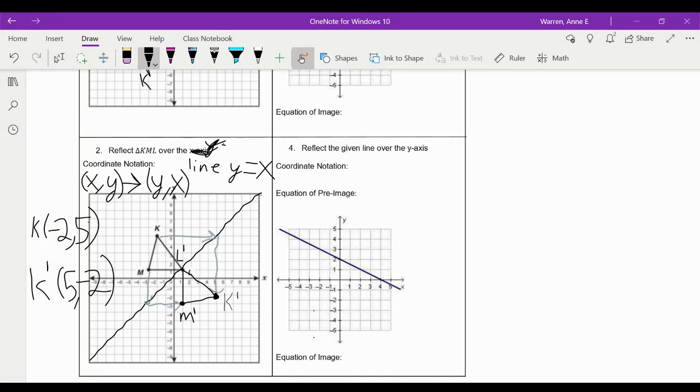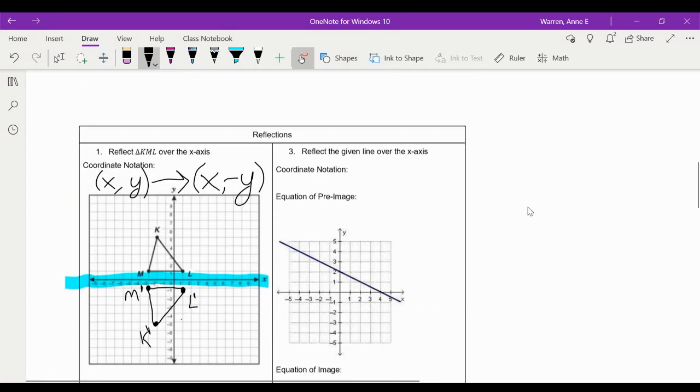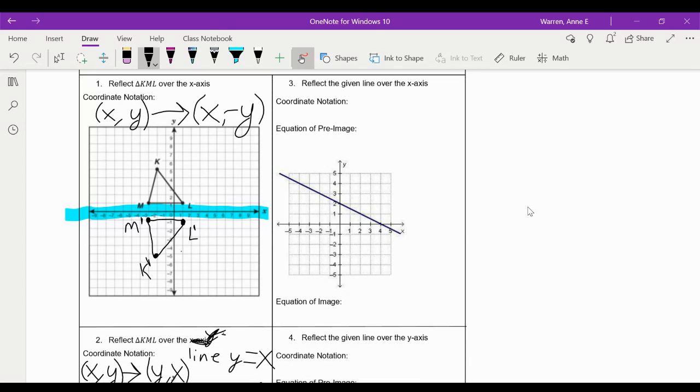Okay, so let's go ahead and move on to reflections of lines. And hopefully my pen will start working better, because that's really starting to get annoying and probably confusing to y'all, so I'm sorry about that.